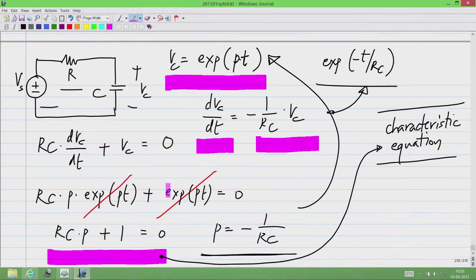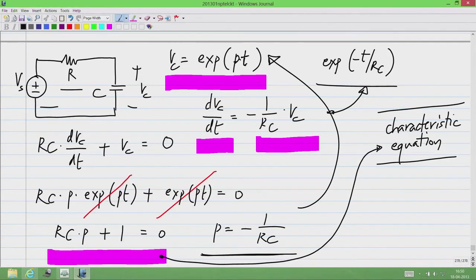Okay. This will become even more clear when I do the second order case. So, all we have to do is, wherever I see a first derivative, I put p, and wherever I see the function, I just have 1. Okay. So, then I will get the characteristic equation. Is this clear? Any questions?